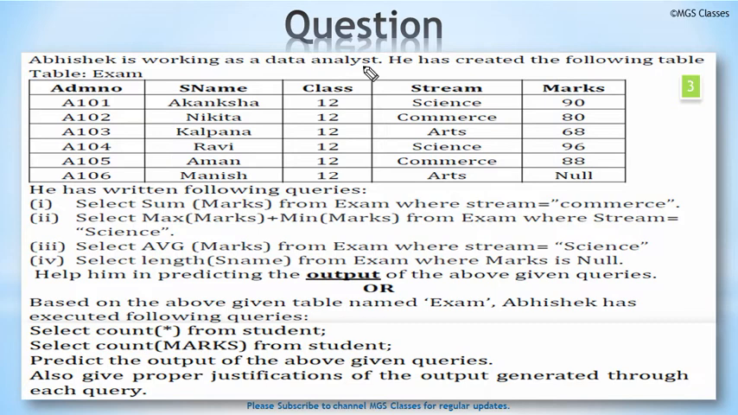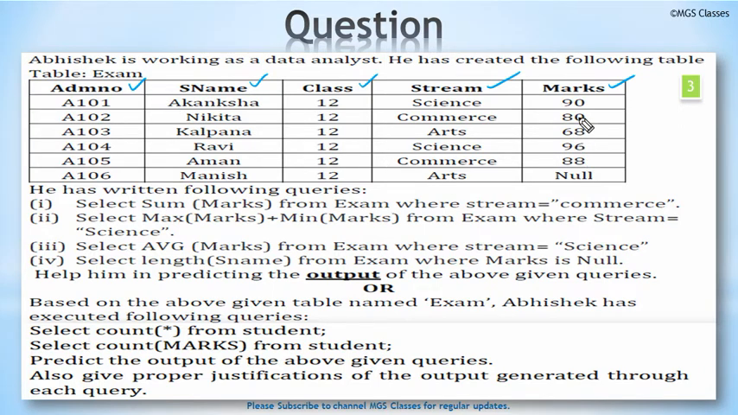Abhishek is working as a data analyst. He has created the following table. The table name is given as exam. Here the table has 5 columns, that is admission number, student name, class, stream and marks. Respective data is given here.